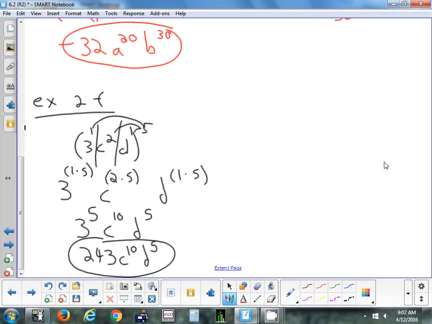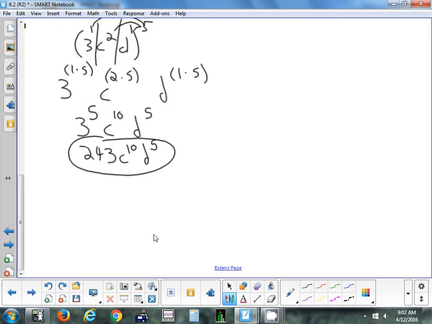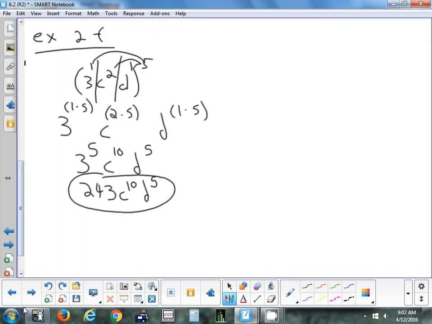Remember, you're multiplying every power by the power that's on the outside. It's like the distributive property. So your final answer should have been 243, C to the 10th, D to the 5th.